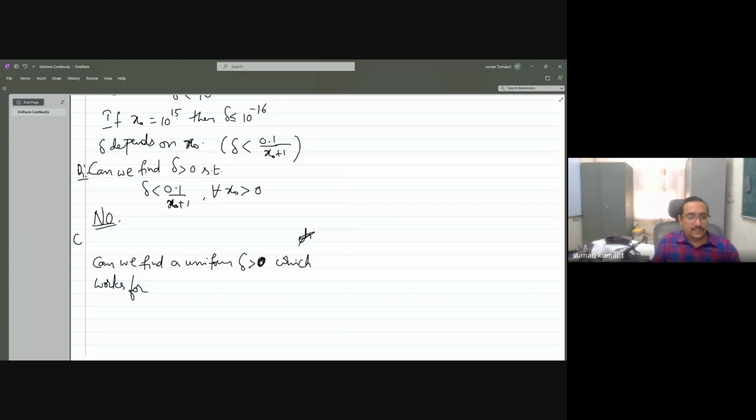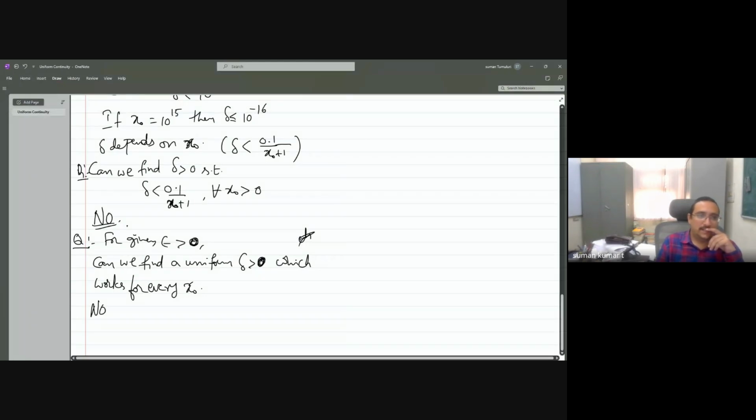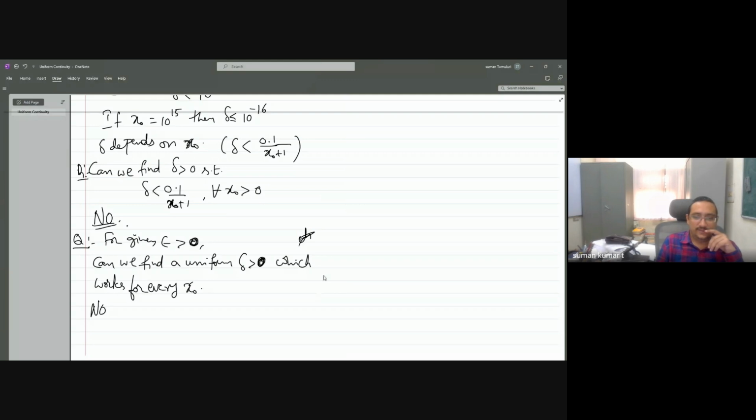So rephrasing this question is, for given epsilon positive, can we find a uniform delta which works for every x naught? So this is rephrasing the same question. Again, therefore, the answer for this question is also no, because I'm asking the same question again and again in different ways. So the answer is no.